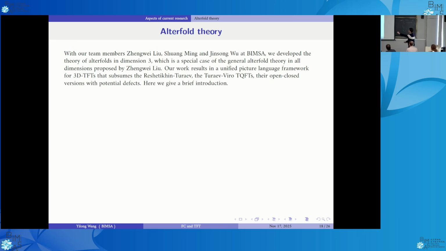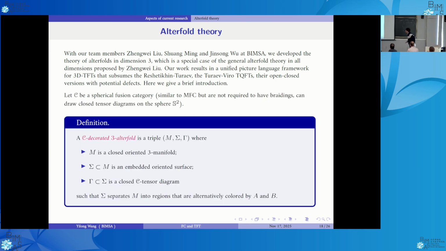Okay. So finally, I would like to introduce the work with our team here at BIMSA with Zhengwei Liu, Shuangming, and Jinsong Wu. We developed the theory of orbifolds in dimension 3, which is a special case of the general orbifold theory in all dimensions proposed by Zhengwei, and he will give a talk tomorrow about that. Our work results in a unified picture language framework for 3D TFTs that subsumes the RT and the TV TQFTs, and their open-closed versions with potential defects.